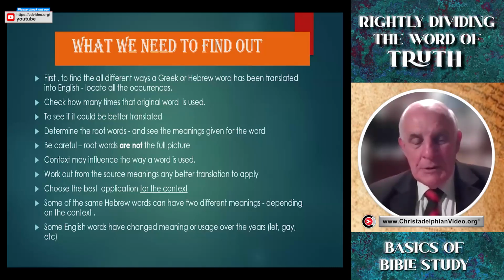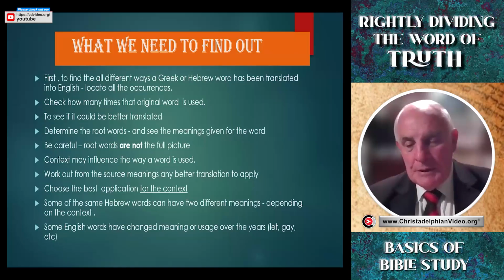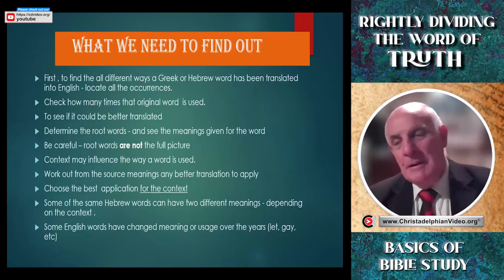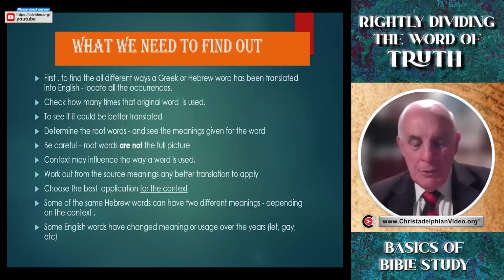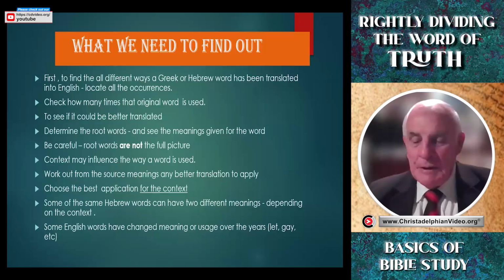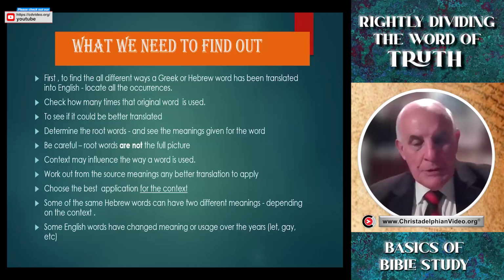The other reason we use a concordance is there are English words in our King James Version that have changed their meaning or their usage over the years. For instance, the word let meant to hinder. We would say to let somebody go is to release them. In Old English, it was to contain them. The word gay obviously has changed its meaning quite radically because of the world in which we live. So you just need to be aware that some words have changed their meaning over the years.